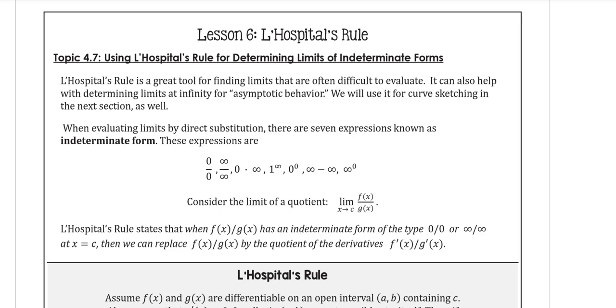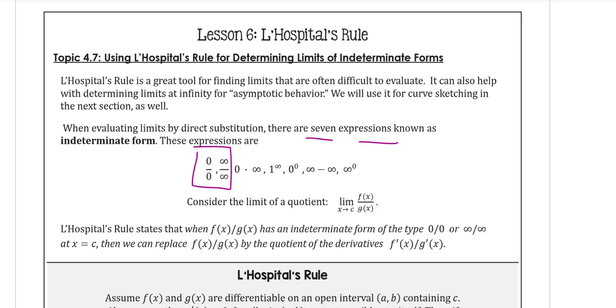You want to remember that there are 7 indeterminate forms, but the only 2 that L'Hopital handles are the first 2. If you have a situation where you have 0 over 0 or infinity over infinity. Other than that, the other 5, you're going to have to find a different way to evaluate the limit.